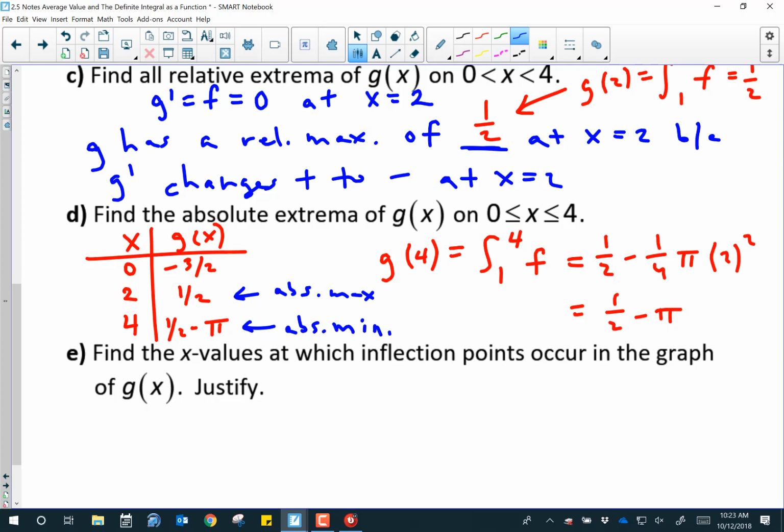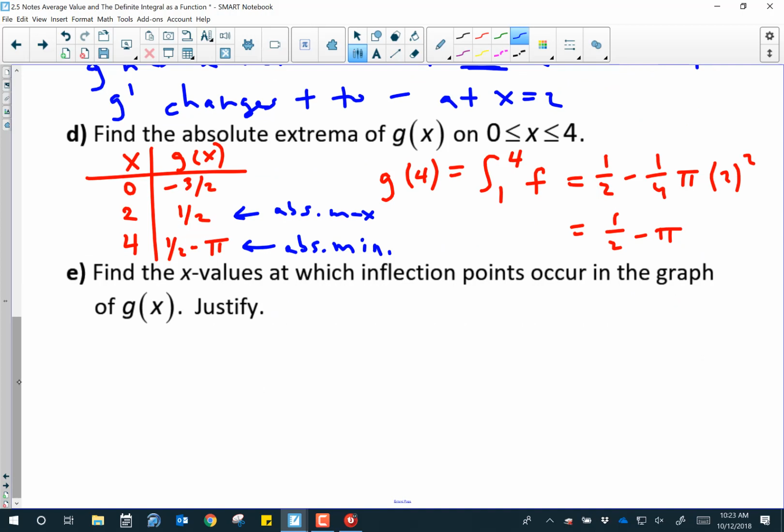All right, so now inflection points. For inflection points, we need to look at the second derivative. Yeah, okay, the second derivative. And Rafael, you're right. We're looking at like increasing and decreasing basically. So let's go ahead and do that. So if g prime equals f, then g double prime is equal to f prime. Okay, so again, I'm going to justify first.